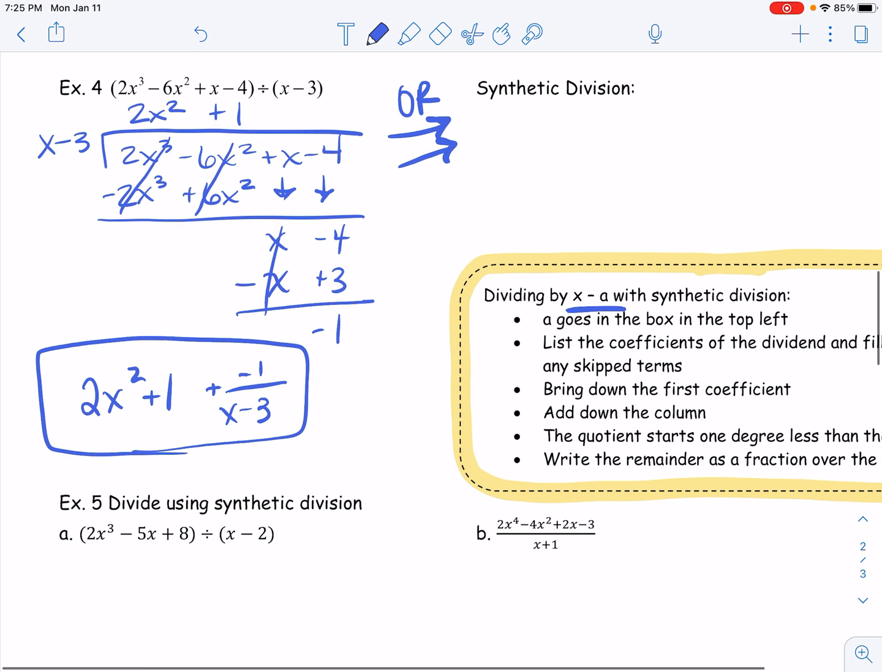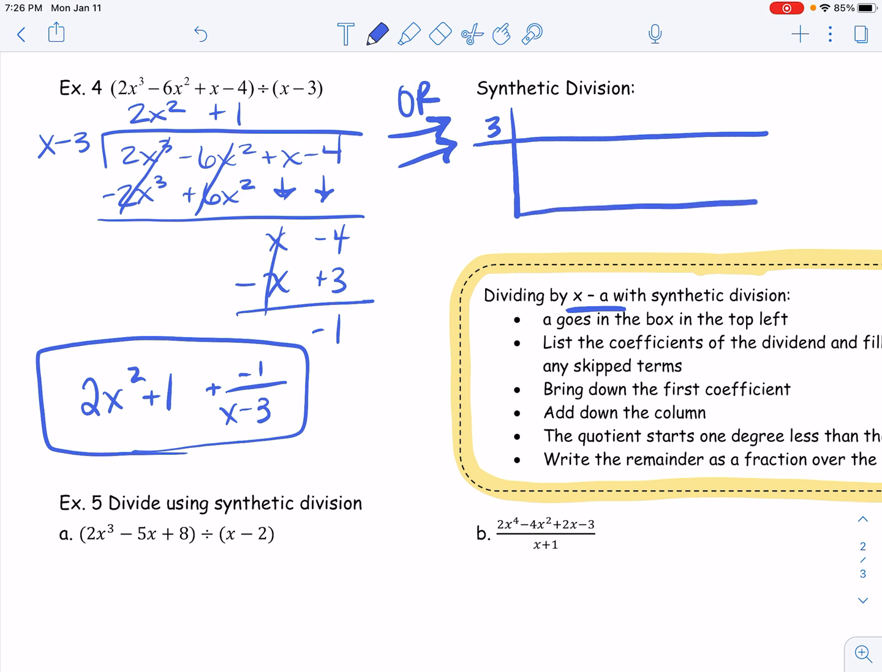Okay, and we're going to double check that we're getting the same answer. It says a goes in the box in the top left. A, x minus a. So our a value is 3. I draw a horizontal line and then I draw a vertical line. So there's my box at the top left corner they were talking about. And then I also draw this horizontal line down here.